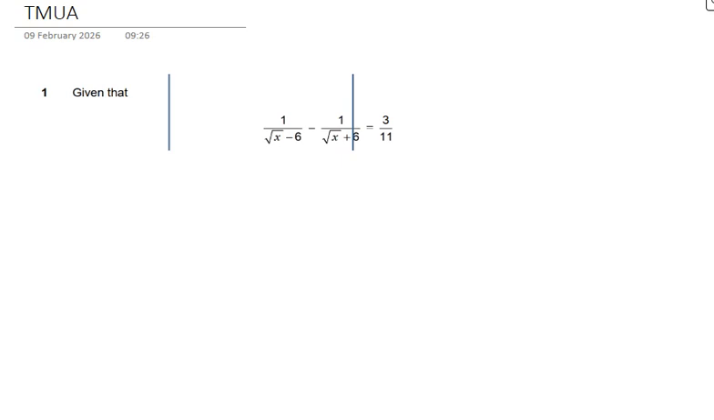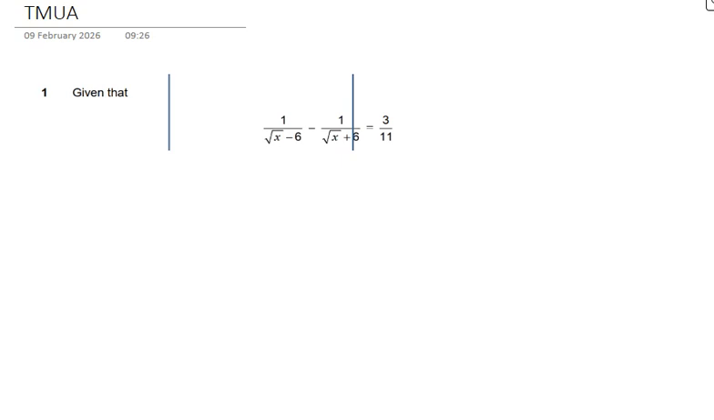Such questions are frequently asked in TMUA, ISI, CUET and other entrance examinations. Now the equation is 1/(√x − 6) − 1/(√x + 6) = 3/11. Now we need to find the value of x. Whenever you see repeated square roots, the key idea is substitution. Now let's solve it step by step.